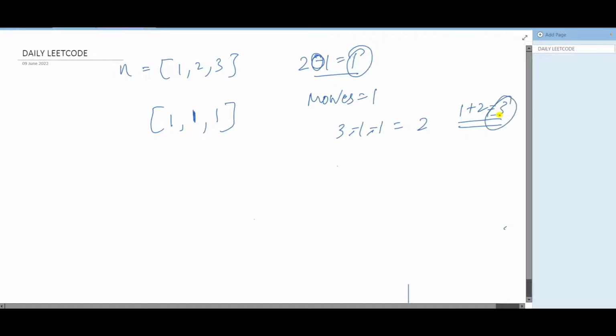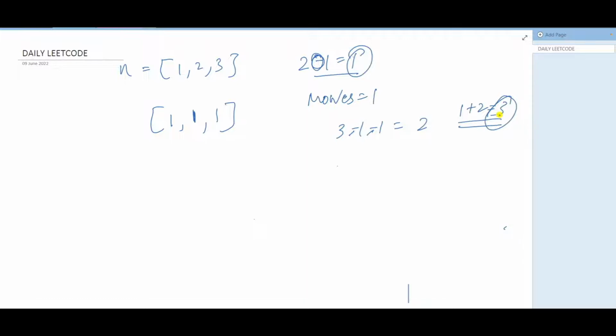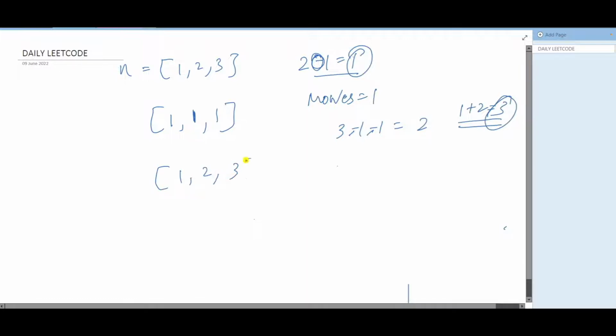So let's take another example. Say we are given the same array, and now we'll make everything equal to 2. To make 1 equal to 2, we do 1 plus 1 equals 2. So one operation means one move. So the move count right now is 1. 2 is already 2, so we have 2, 2. This consumes no move.